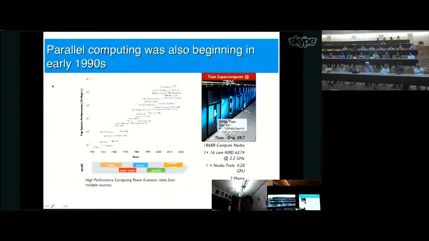Around that time, we also realized that parallel computing was beginning to take off in the early 1990s. This is a plot of system performance in megaflops per second versus year, following Moore's law. And as you go up here, new technologies and computer architectures keep evolving, but we're still marching towards exascale computing. But we realized in the 1990s that we were going to be marching along this parallel computing path.